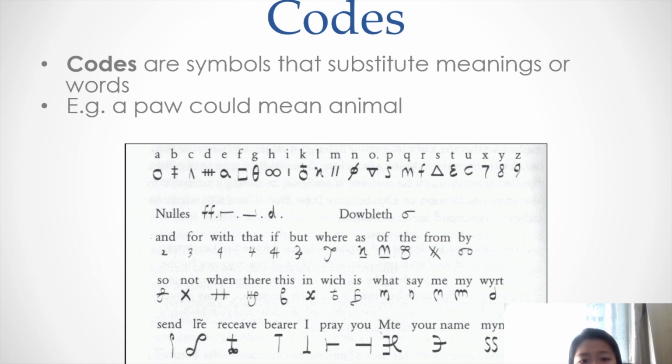Some other methods of encrypting involve codes. Codes are symbols that can be used to substitute meanings or words, just like in the picture on this slide. Some other examples could be using a paw to represent an animal, goggles to represent science, or a notepad to represent a detective.